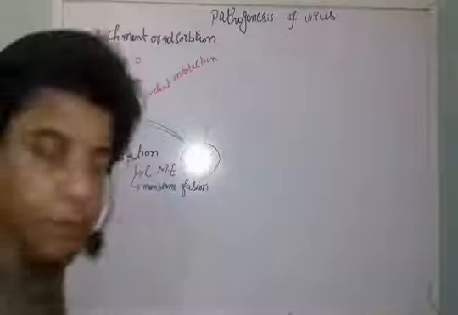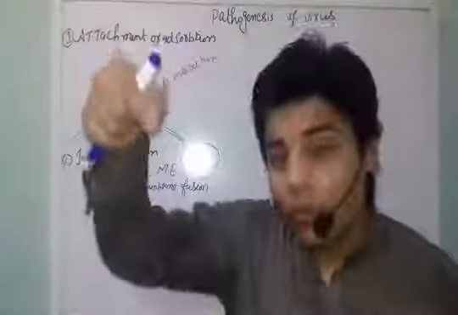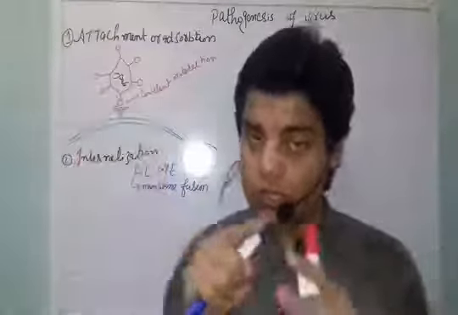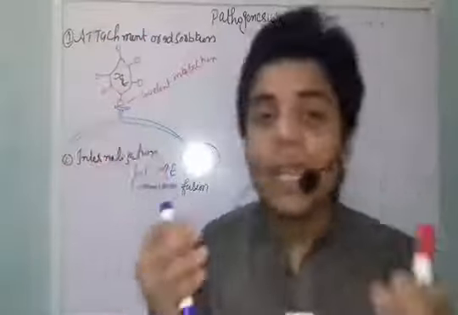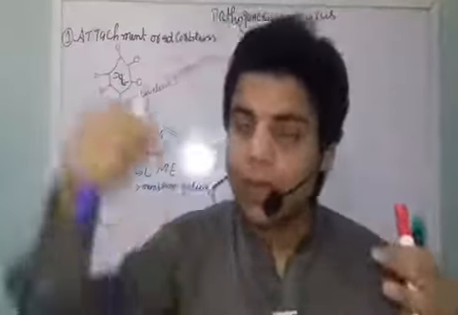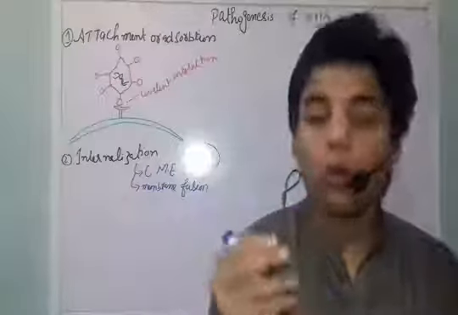Now, what happens in cell-mediated endocytosis? The virus will attach to the host cell receptor, and then they will be engulfed. This means they will take some portion of the host cell membrane, and once they engulf, endosomes will form. Let me draw how it will look.